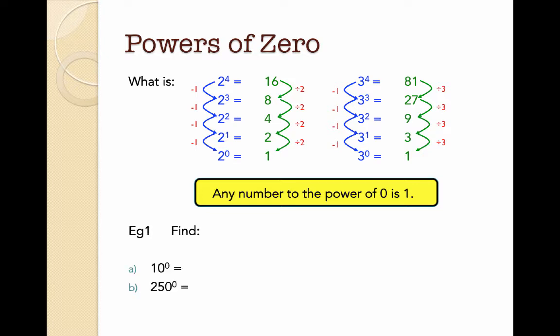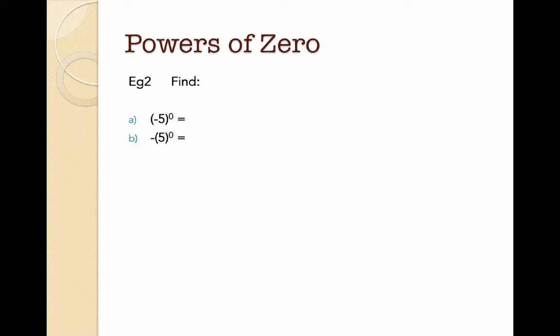So let's look at a couple of examples and see how they differ and how the questions will change. I've got 2 questions here. I'd like you to try and pause the video and think about what you think the answer is going to be. Alright. Now the rule is any number to the power of 0 is going to be 1. So 10 to the power of 0, that's going to be 1, and 250 to the power of 0 is also going to be 1. Any number to the power of 0 is 1. Let's look at example 2.